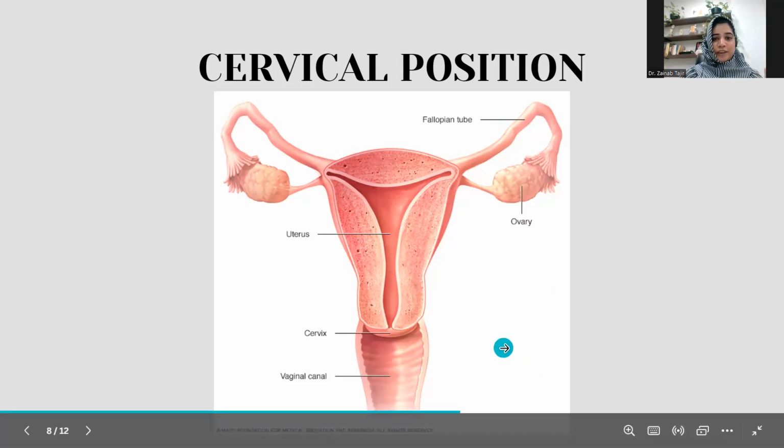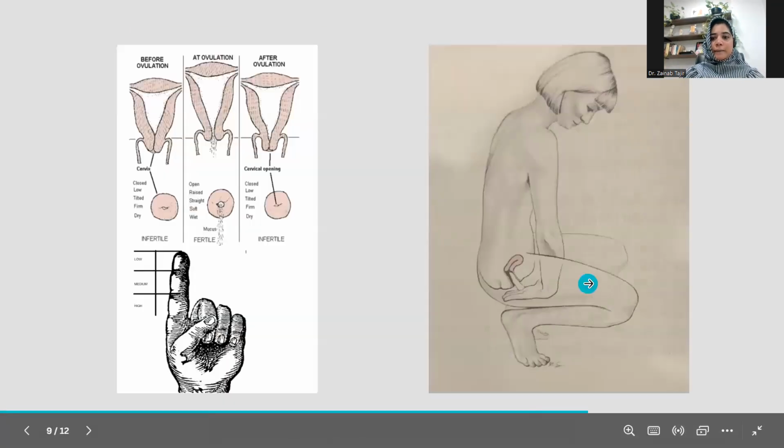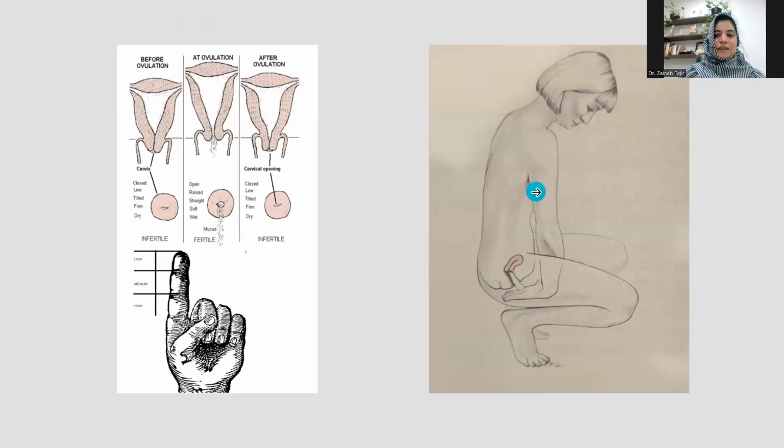Now, how do you check your cervical position? This is how you check it. You basically sit in the squatting position. You wash your hands with soap and water. Make sure you've trimmed your fingers. Insert your middle finger inside your vagina and try to feel what you're feeling there. Now you will start feeling something over there.